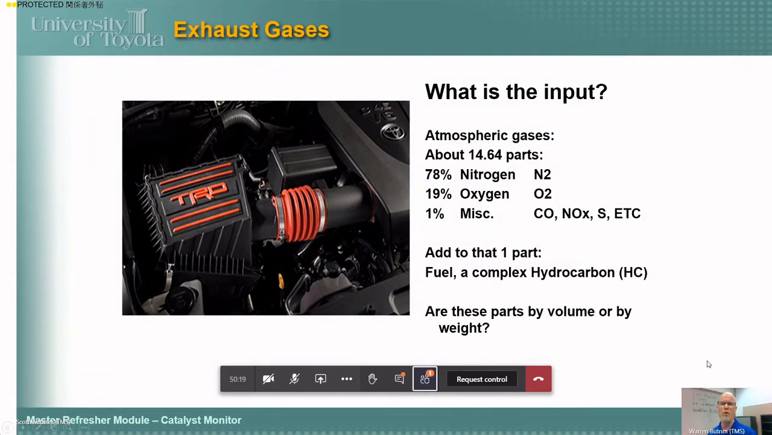When we talk about parts and stoichiometry or a balanced mixture, are these parts by volume or by weight? What do you guys think? Are we using volume or are we using weight? Volume? Yeah, we're actually using weight for this, guys.